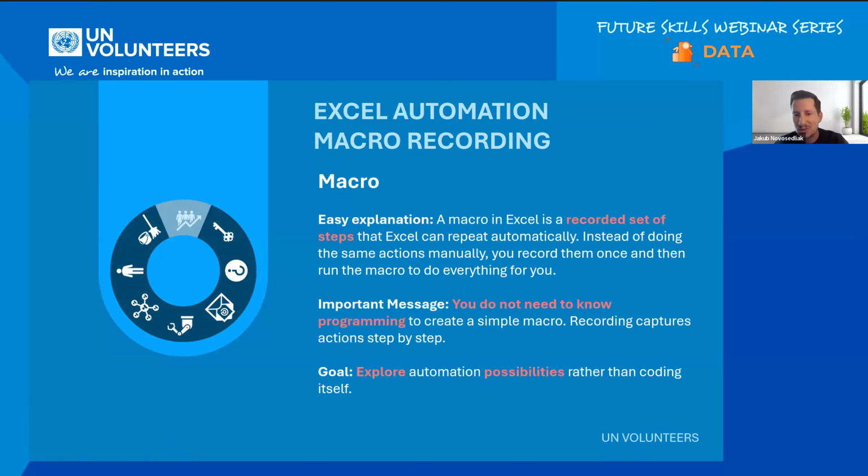So about macro, for those of you who heard this term the first time, very easy explanation at the beginning. It's a recorded set of steps that Excel can repeat automatically. So instead of doing the same actions manually, you record them once and then run the macro to do everything for you.